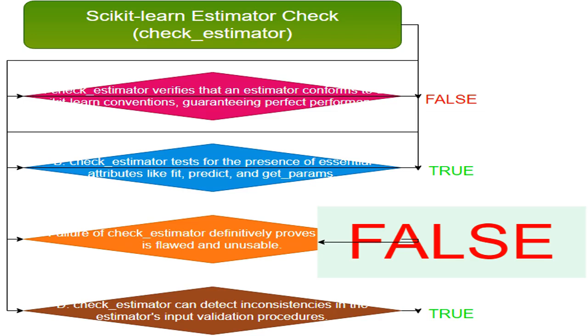Besides checking for essential methods, CHECKESTIMATOR also looks at how the estimator handles the data it receives. It checks if the estimator correctly validates the input, meaning, does it correctly check the shape and type of data it receives before processing it? This helps prevent errors caused by incorrectly formatted data, like trying to bake a cake with salt instead of sugar.